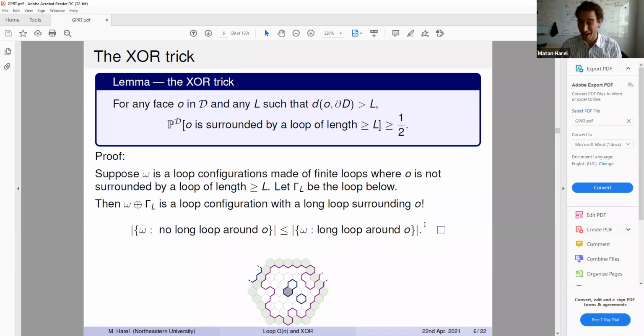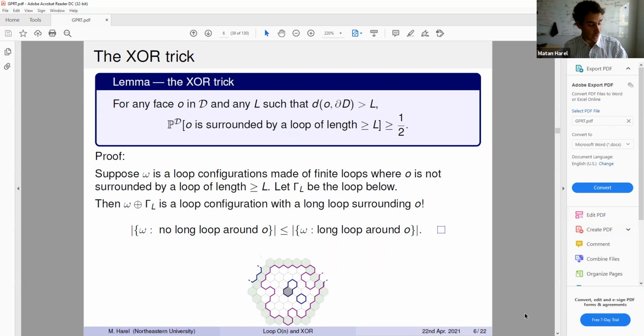Nick Crawford first showed me this proof, and I basically guffawed. We all guffawed upon listening to this proof, because if you take a standard percolation course, this is not how you prove these kinds of facts. But it's elegant in its simplicity, and it's pretty nice. It just tells you that regardless of where you look in this uniform loop configuration, you will have, with at least probability 1/2, a long loop surrounding the face.